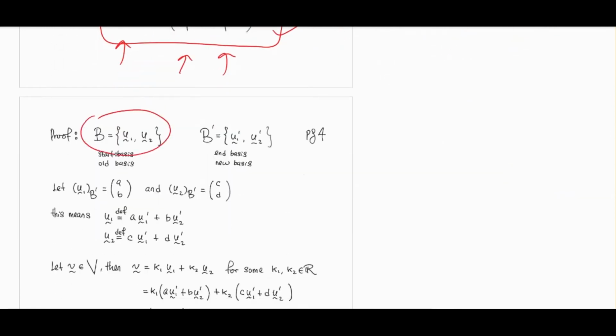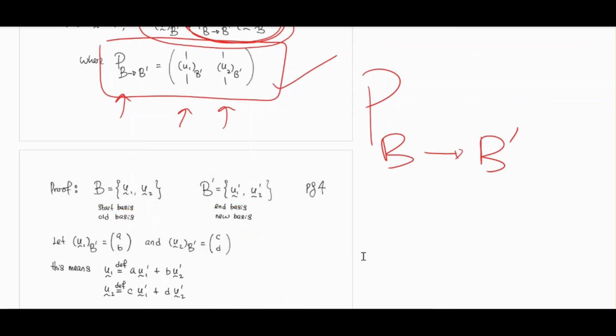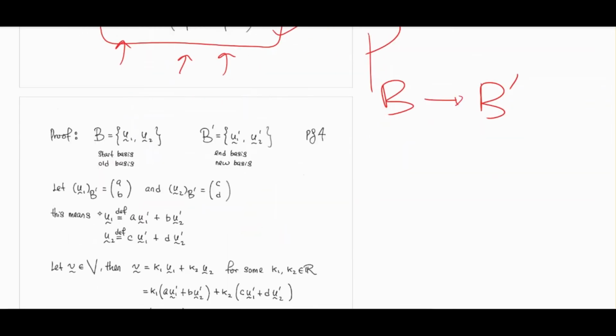So we start with the so-called start basis, sometimes also referred to as the old basis. B prime here is our ending basis, and this is also sometimes referred to as our new basis. So we want to find a transition matrix from our old basis to the new basis. What we're going to do is write, for these vectors, the coordinates of u1 relative to basis B prime. Let's call them (a, b). We are going to write the coordinates of u2 relative to basis B prime. Let's call that coordinate (c, d).